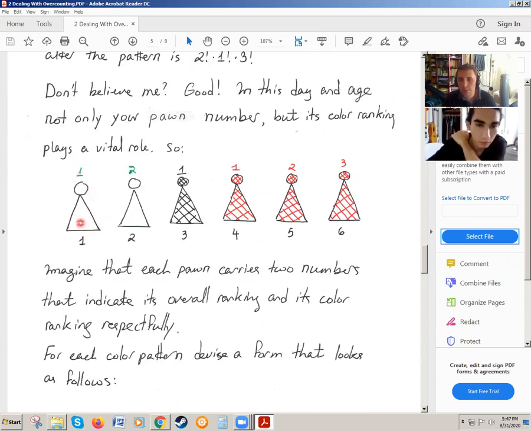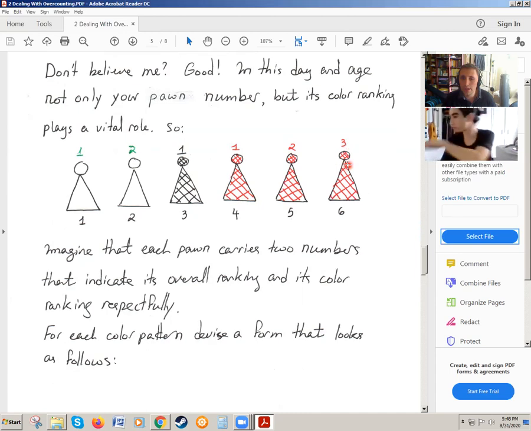So for example, there is a white pawn labeled 1 and a white pawn labeled 2, but we also label the white pawn as 1 white and 2 white, right? I colored it green here. The black pawn, its general ranking is 3, but it has another number which is 1. Yes, and the red ones, that's red 1, red 2, and red 3. You understand? So I have this.